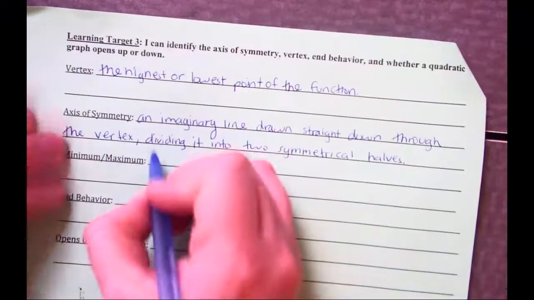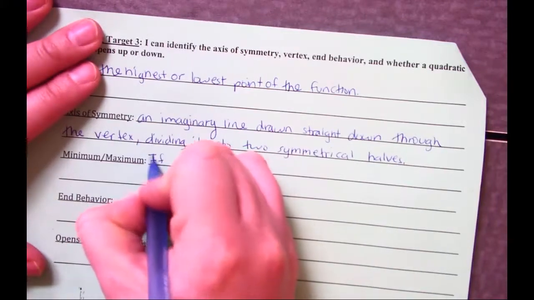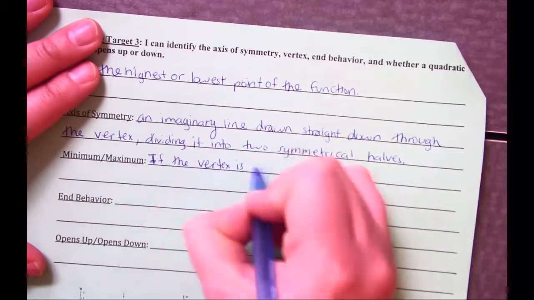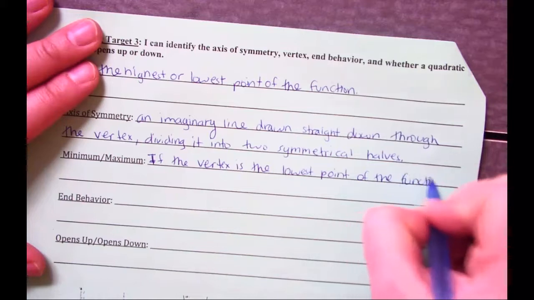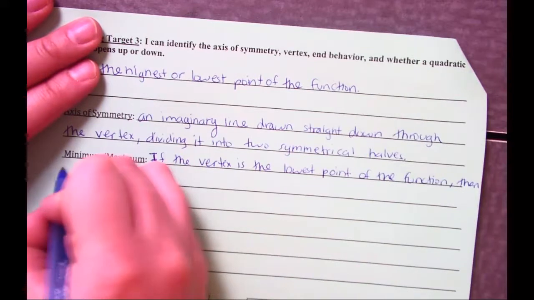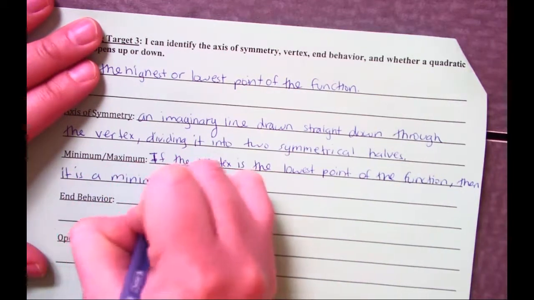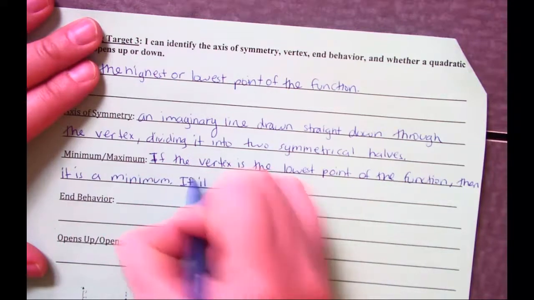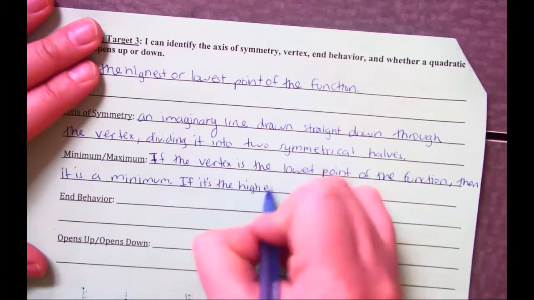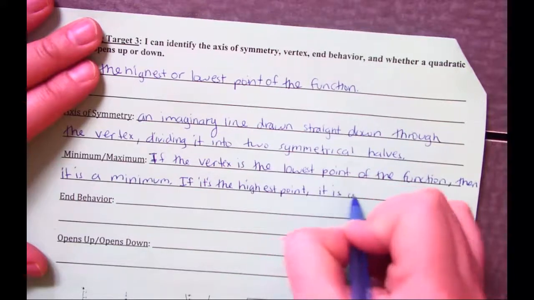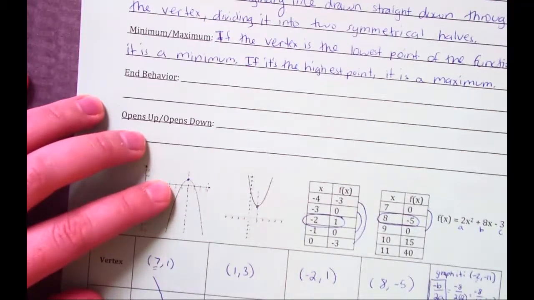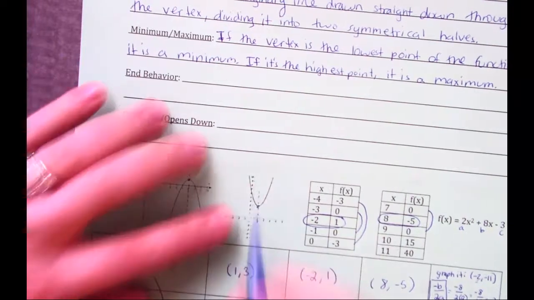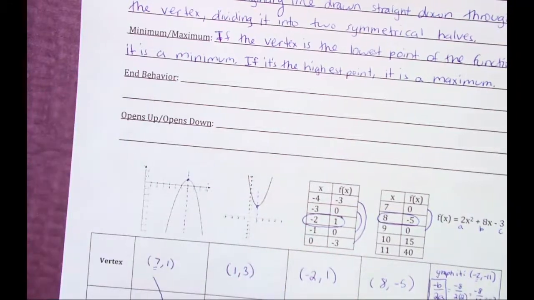As far as minimum and maximum goes, if the vertex is the lowest point of the function, then it is a minimum. If it's the highest point, it is a maximum. So here, the vertex is the highest point, so we're going to call it a maximum. Here, the vertex is the lowest point of the function. Down here, every part of the function is above it, so it's a minimum.